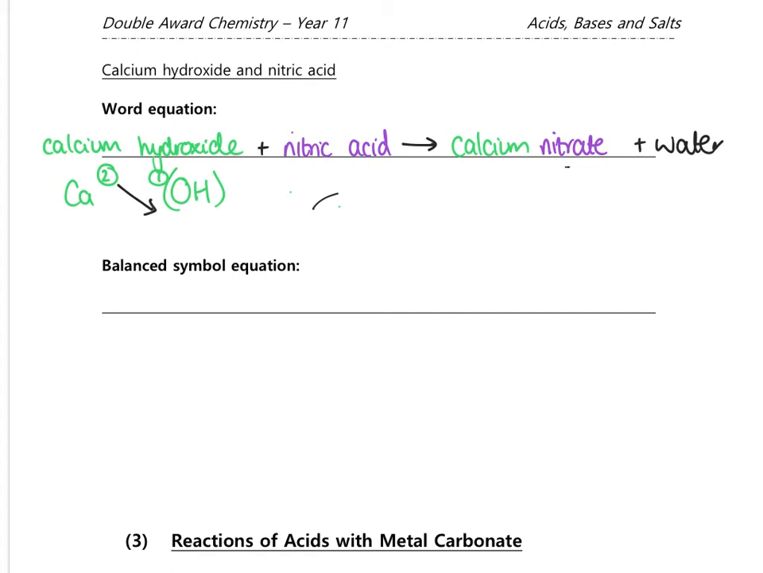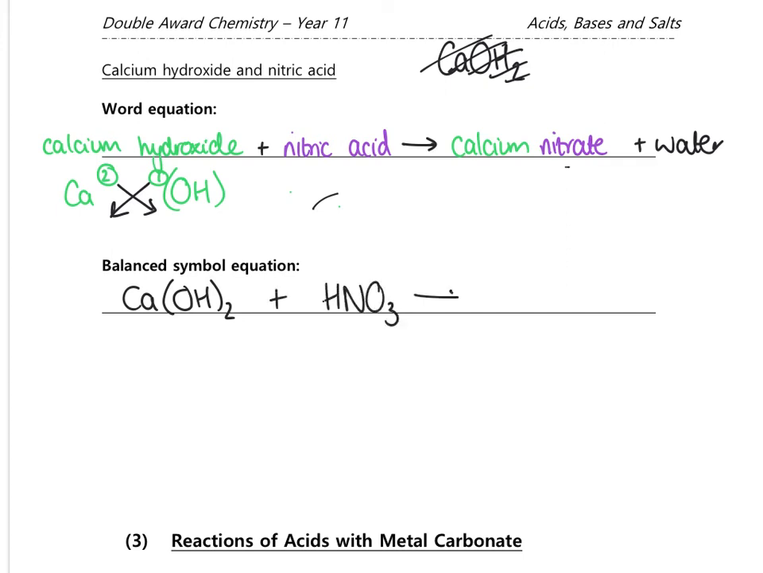So if we swap and drop those, I'm going to get Ca, brackets OH and then my 2 goes outside. If you hadn't included the brackets, you would have ended up with CaOH2. That would mean only one oxygen and two hydrogens, so that is not correct. Nitric acid, you should know the formula by now, is HNO3. That gives us calcium nitrate.